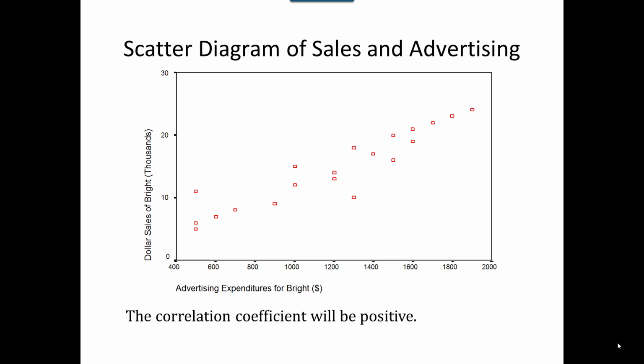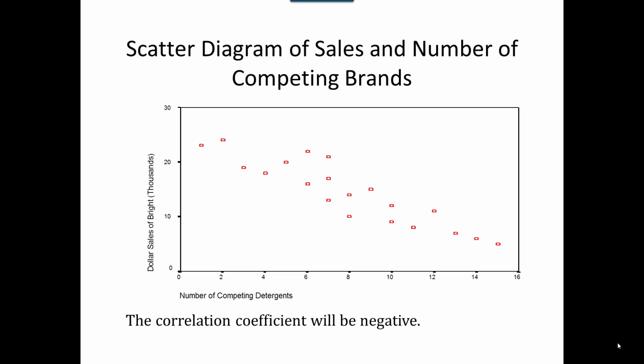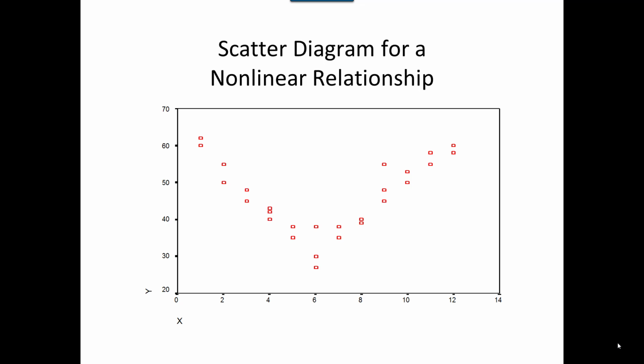In this example, showing the relationship between sales and advertising, the correlation will be positive because as advertising increases, so does sales. This shows the plot of sales with the number of competitors. As the number of competitors increases, sales decrease. This is an example of a negative correlation. What do you think the correlation coefficient will be for these data? It will be 0 or close to it.